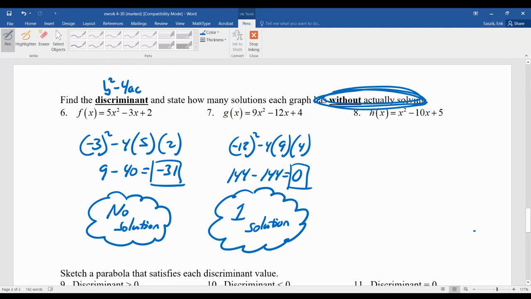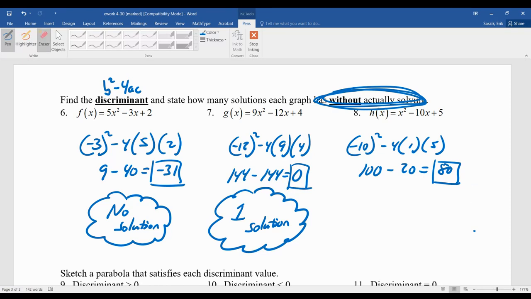You maybe want to do this yourself, but again, I'm just doing the same thing. I'm plugging in. There's b, square it, minus 4 times a times c. I get 100 minus 20. I get a discriminant of 80. The actual numerical value of the discriminant is not that important. What's important is, is it positive, negative, or 0? This, of course, is positive. Positive means that there's two solutions. So you're not actually solving that.